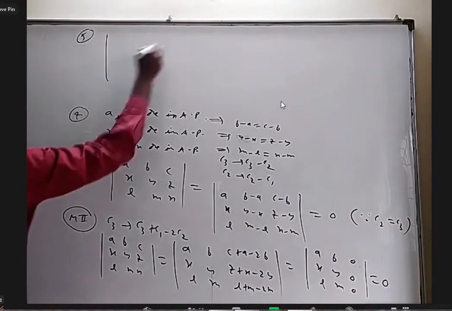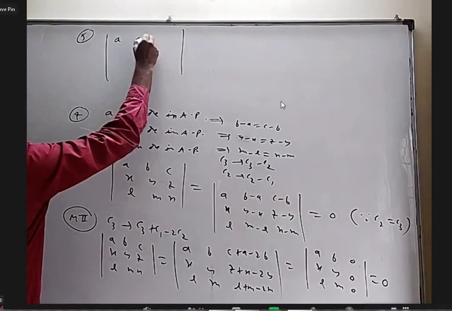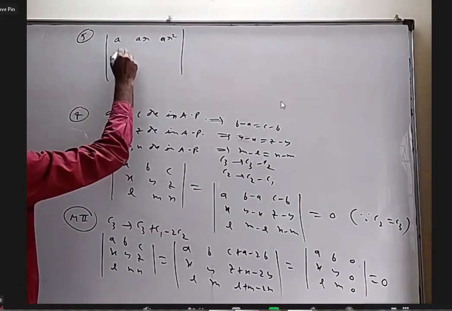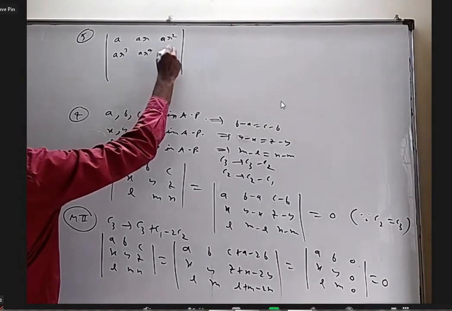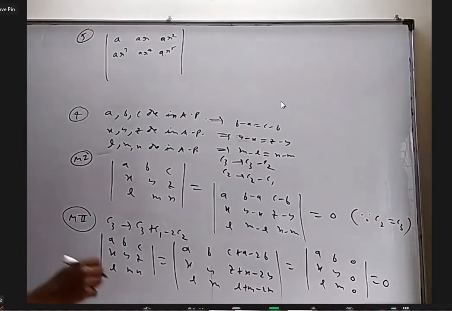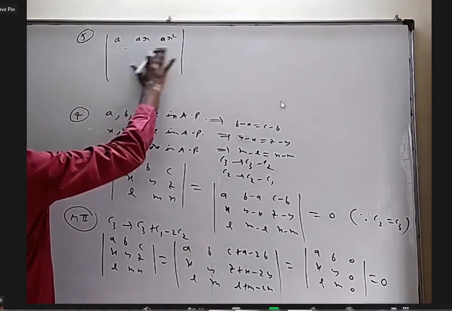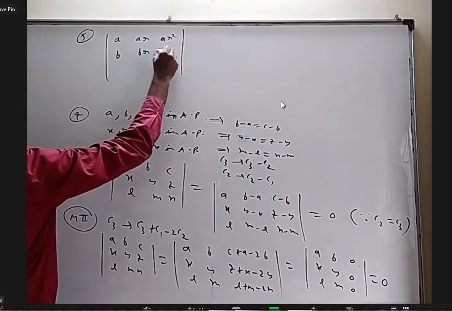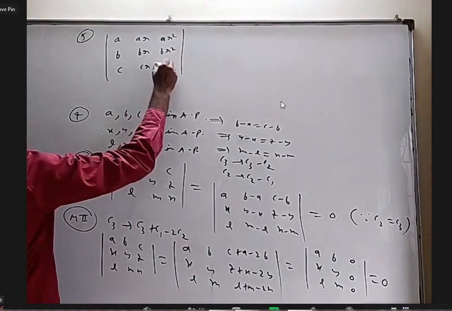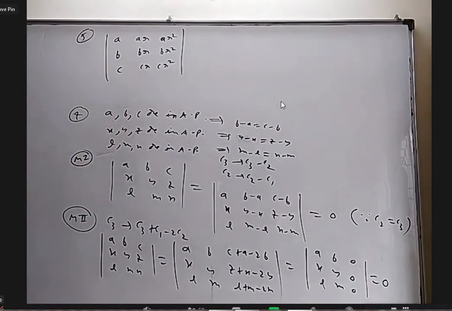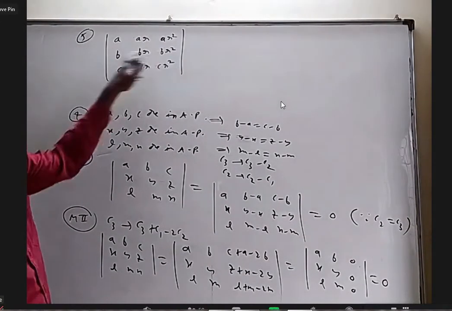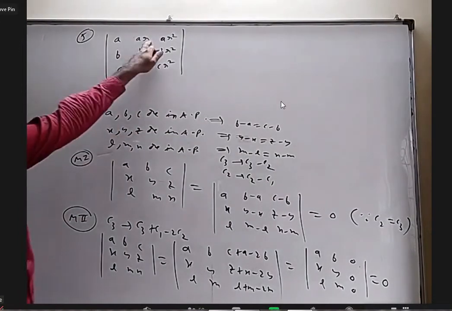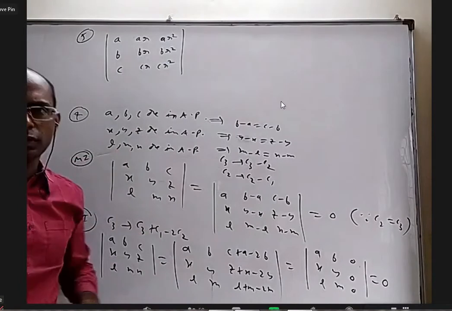Fifth question, I want to write A, AR, AR square, AR cube, AR power 4, AR power 5. In fact, why? They need not be in AP. Each row is in GP, but with the same common ratio. That is good enough. Let us take B, BR, BR square, and C, CR, CR square. These are in GP, these are in GP, these are in GP, but the common ratio is the same. That is important. If it is R1 here, R2 here, R3 here, that will not be GP.